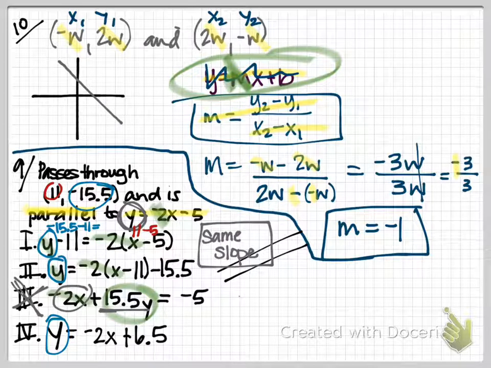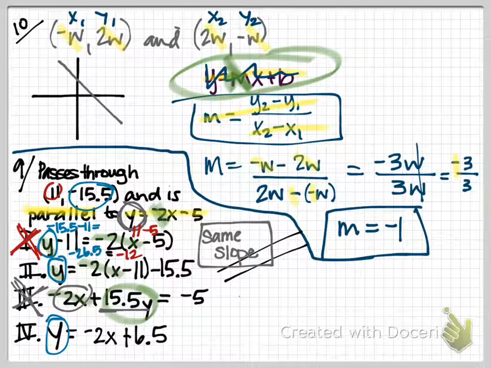Negative 15.5 minus 11 is going to be, you can put that in a calculator, a kind of big negative number. On the left side, we're going to get negative 26.5. And so does that equal negative 2 times 6? Does that equal negative 12? No, it doesn't. So it's not number 1.